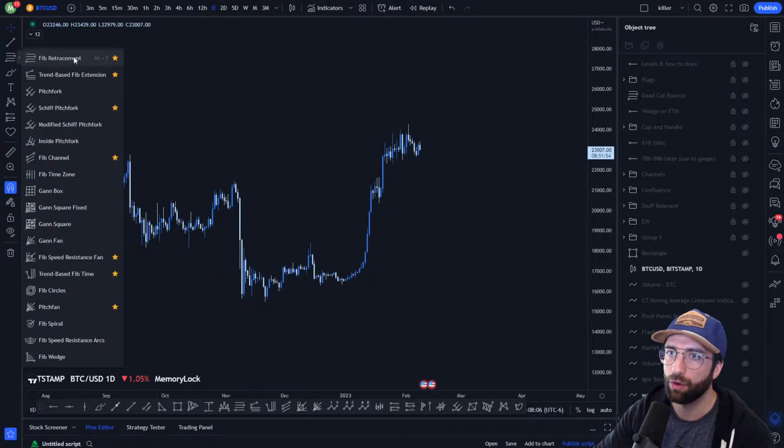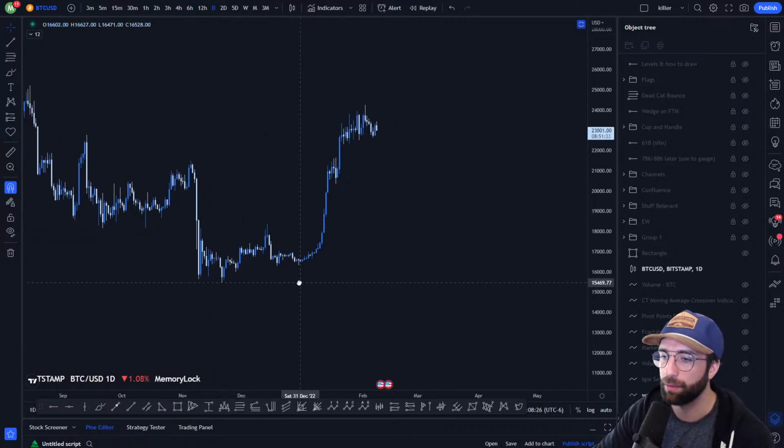Otherwise, you can just go over here and click Fib retracement. It would be the third one down, then go over to the right. For Fib retracement, you can click the star here to add it to your favorites. I have a whole tutorial on how to do these things with TradingView, so check that one out. I'm not going to focus too much on that.